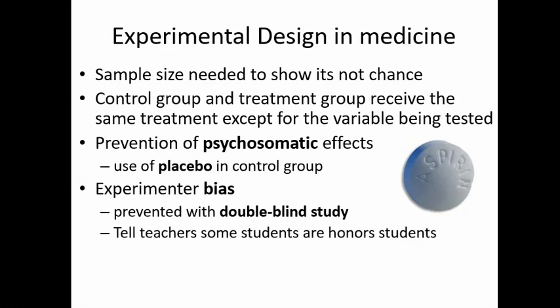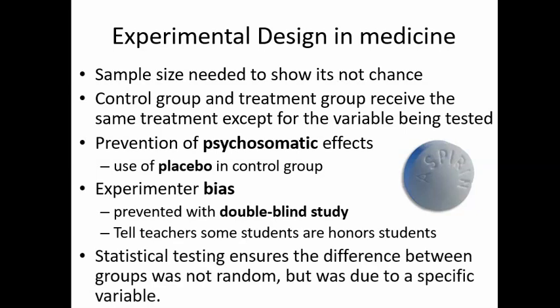This has been done in other fields. Telling teachers that some students are honor students causes those teachers to have a bias. And the teachers will treat those honor students better and cut them breaks and give them higher grades, even though they didn't have a measurable advantage. That's a bias. Beyond that, statistical testing ensures the difference between groups was not random, but was due to a specific variable.